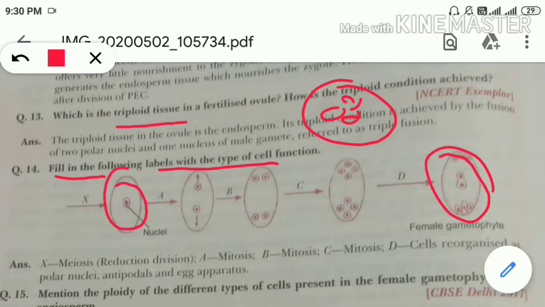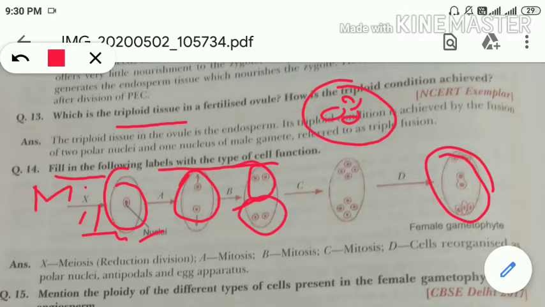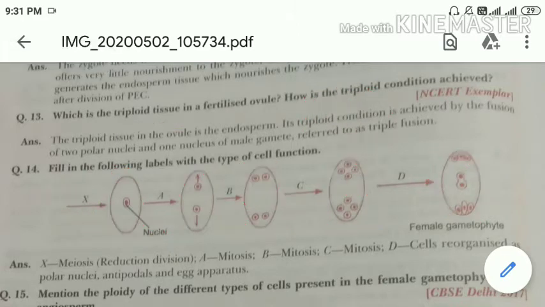If you remember, this megaspore first divides mitotically, only by nuclear division, so there is formation of two nuclei. Then again there is another nuclear mitosis giving 4 nuclei, then another nuclear mitosis giving 8 nuclei, then they are placed at different positions. So all these are mitosis. There is no meiosis. Meiosis only takes place at the time of formation of the microspore and the megaspore.